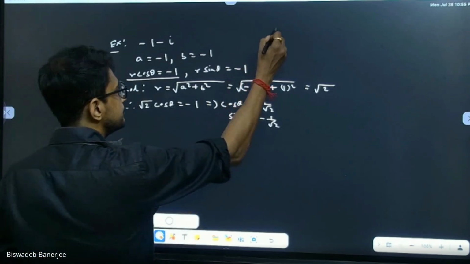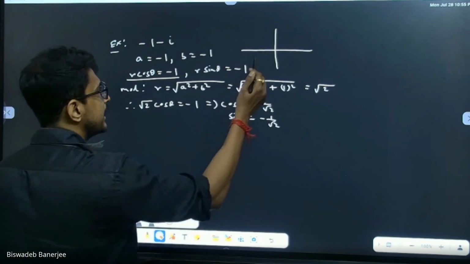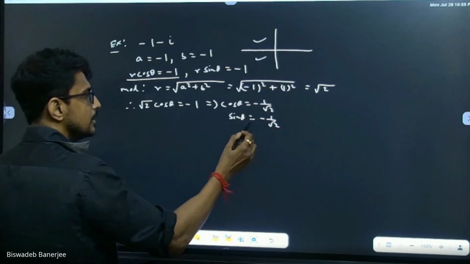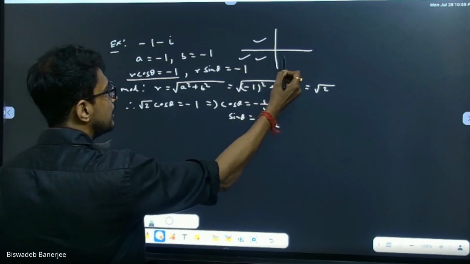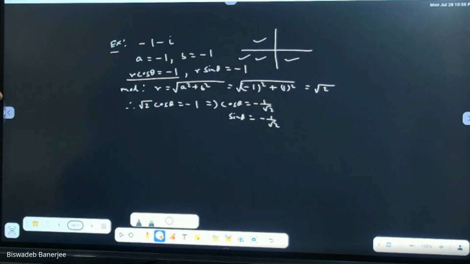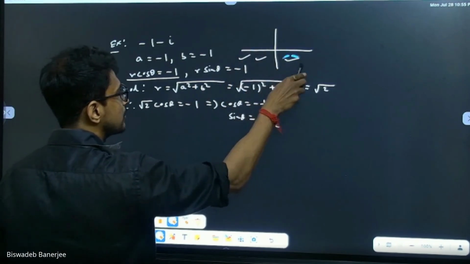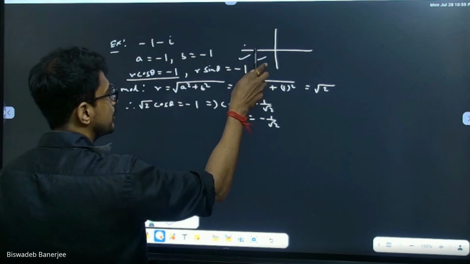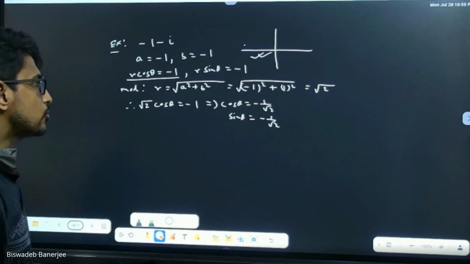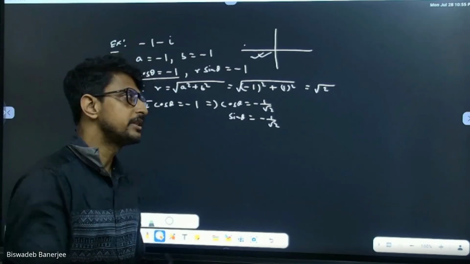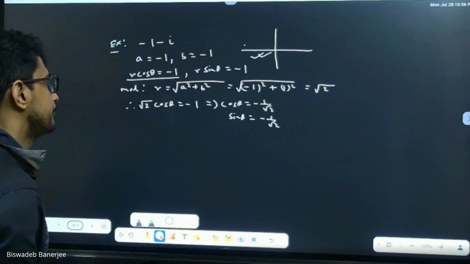See that my cos theta is negative. Cos theta is negative here and here. My sin theta is negative, and sin theta is negative here and here. So they coincide, they intersect at this quadrant. So we shall select the third quadrant, because cos theta negative and sin theta negative coincide here at the third quadrant. Okay, we are selecting third quadrant.